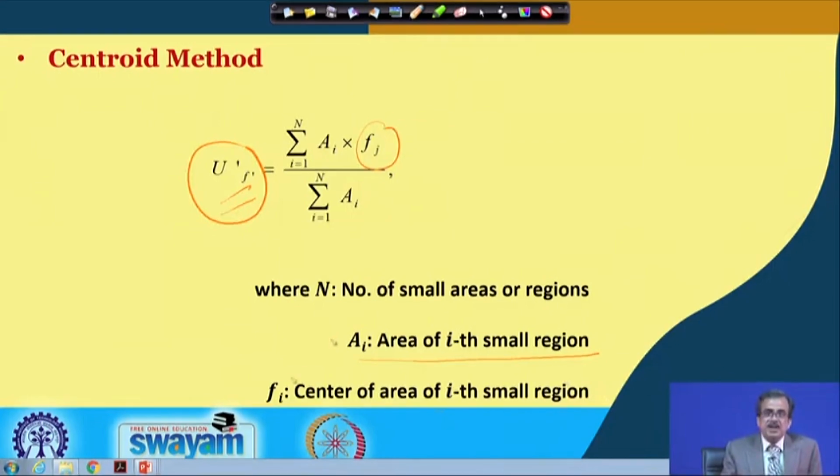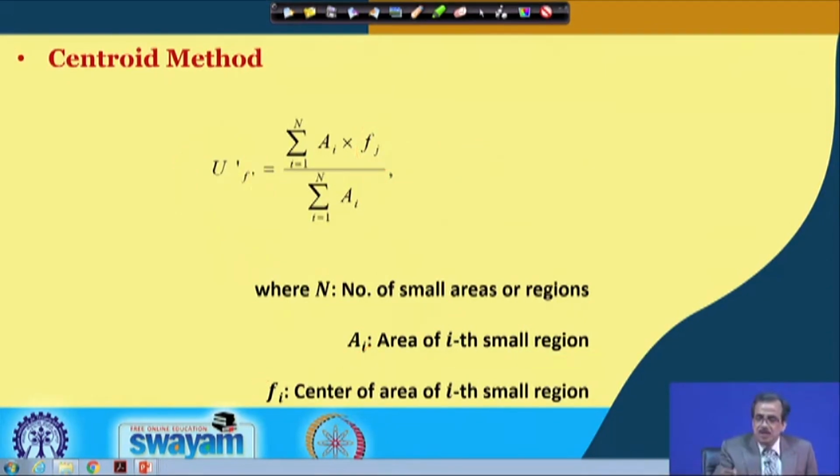Now, I have already discussed how to determine the area and the center of area for each of these regular subregions, and once you have that information, using this particular formula I can find out what should be the crisp output, considering all the combined outputs. So, this is the way using the centroid method. So, you can find out the crisp value, and that is nothing but your control action.